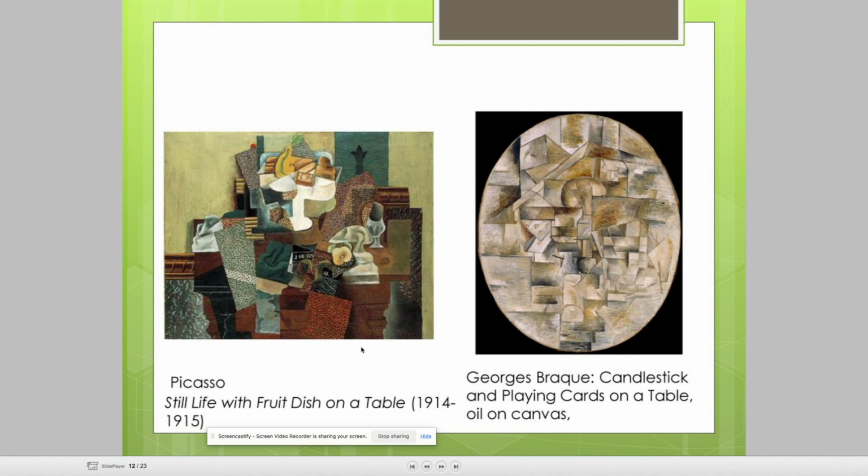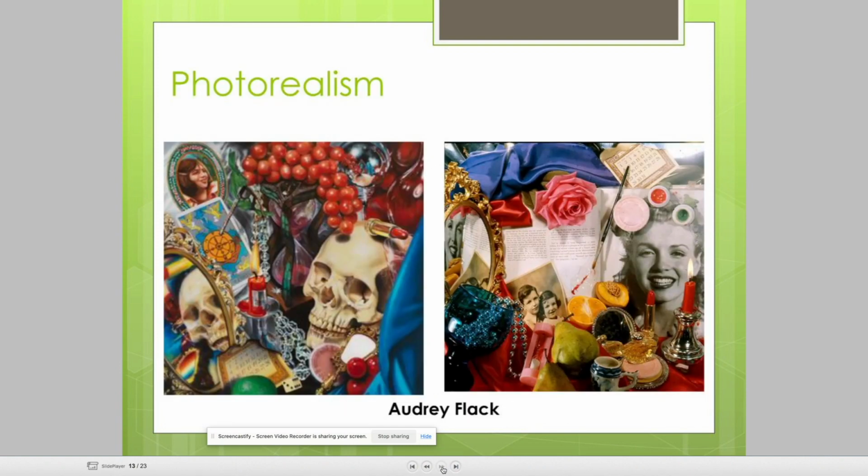There's a new technology that does it quicker, faster, and cheaper, and so artists really have this beautiful time now to be able to think creatively and come up with new ideas and really drive creativity to what we know it today. This one's called Picasso, Still Life with Fruit Dish on a Table. And then this is a George Braque, candlestick and playing cards on a table, oil on canvas. Again, just learning about still life.